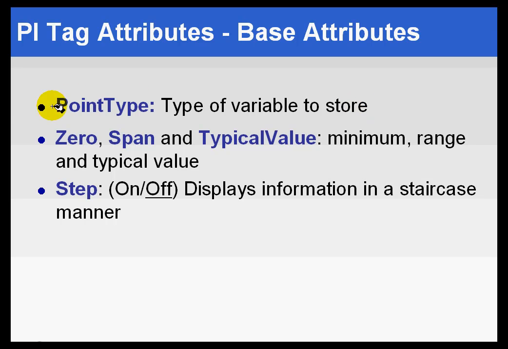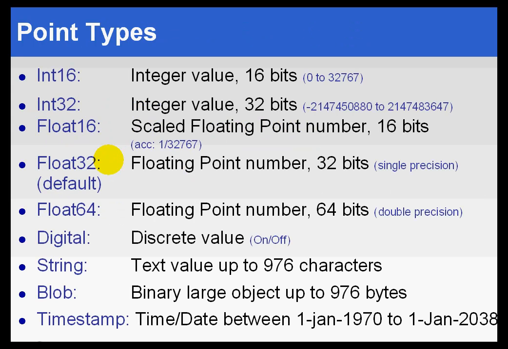If you misspell that description, for example, you try to edit this, then that's going to give you an error. Now, next up in our list of attributes is point type. And for point type, let's take a look at a couple of slides in. This is the variety of point types that we support. By default, all PI tags are float 32s. That's a single precision real.